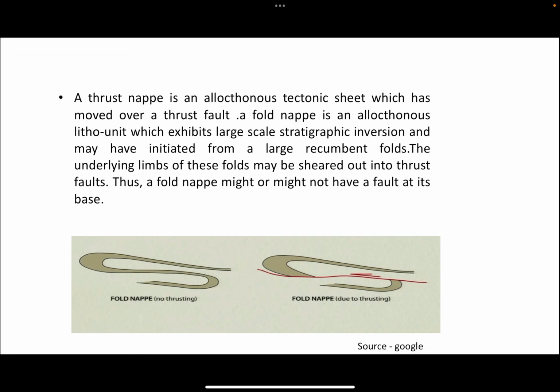Now, the thrust nappe or fold nappe. A thrust nappe is an allochthonous tectonic sheet which has moved along a thrust fault. A fold nappe is a large recumbent fold showing large stratigraphic inversion. Here is the large recumbent fold, and in this case the axial plane is horizontal. The underlying limb of this fold may be sheared, a thrust fold. It is not a fold nappe if there is no thrusting; this is due to thrusting.